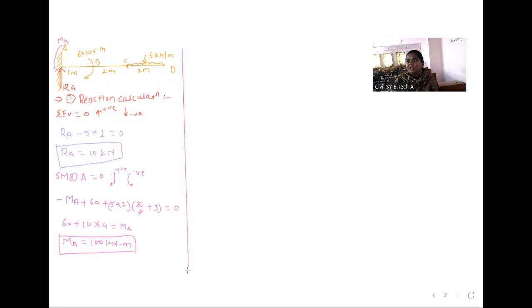We will move towards the next step, shear force calculation. So the second step is shear force calculations. Now we will start shear force from A point. Shear force at A, which is equal to how much?